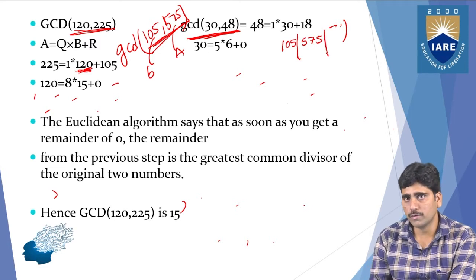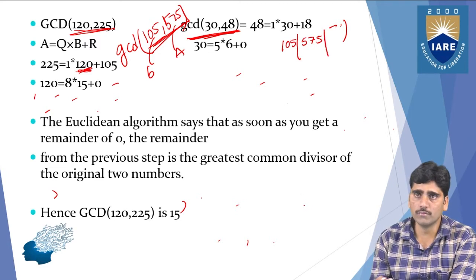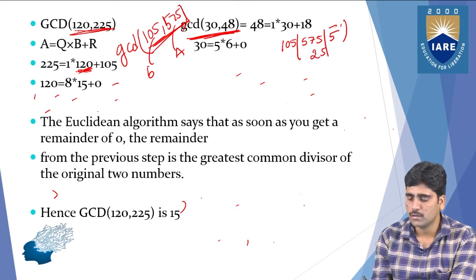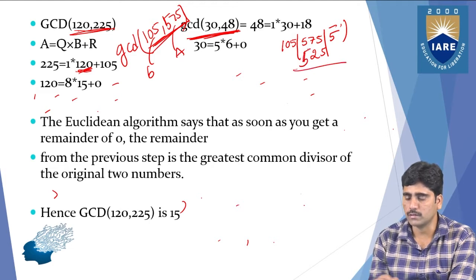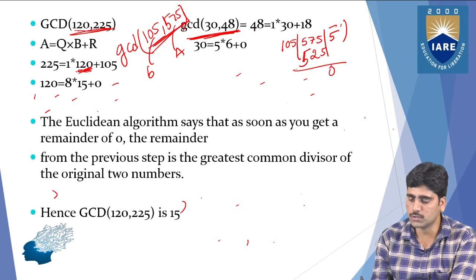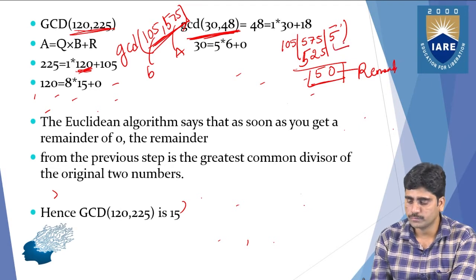Dividing 575 by 105, 105 into 5 is 525. So you get 50 as the remainder. This is the remainder, this is the quotient value, this is the A value, and this is the B value, right?